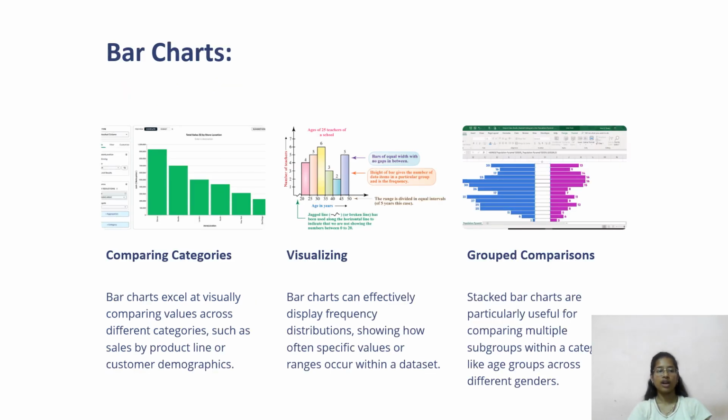Coming to the bar charts. Bar charts display data using a number of bars, each representing a particular category. The height of each bar is proportional to a specific aggregation, for example, the sum of values in a category it represents. The categories could be something like an age group or geographical locations. As I have mentioned here, the first is comparing categories, the next is visualizing, and the last is grouped comparisons.